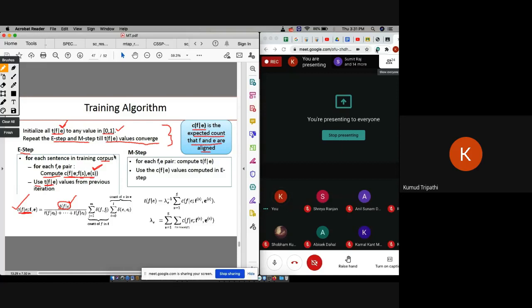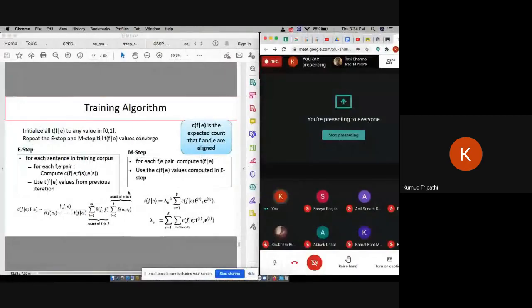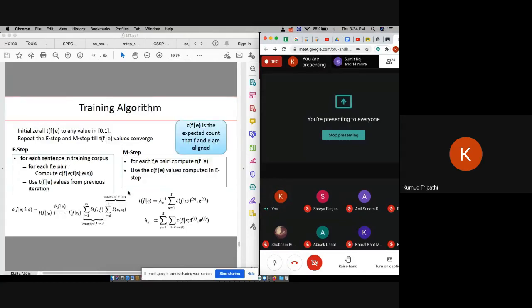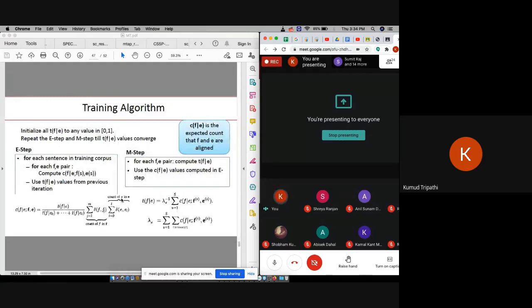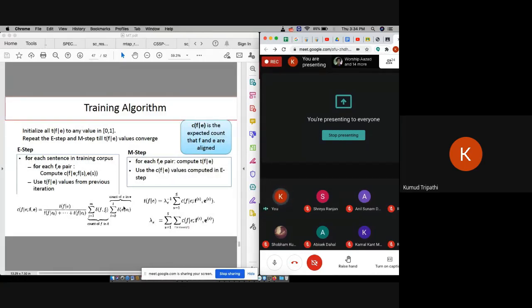Now, in the E step, you generate some C value, and in the M step, you try to update the value of T of F given E. How is T of F given E updated in the M step? Using this formula. This E step and M step can be understood in more detail at the time of implementation. I hope the basics of the E and M steps are clear to you. We have used this EM algorithm in multiple places; in HMM also we have used it.